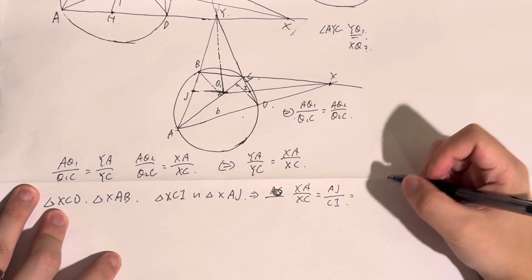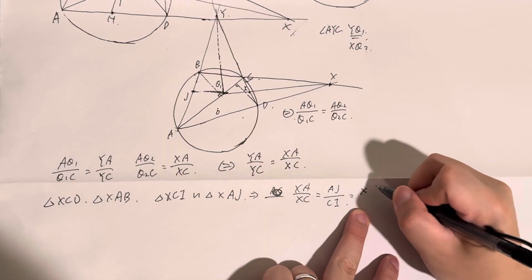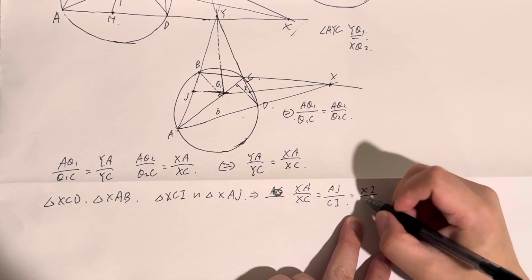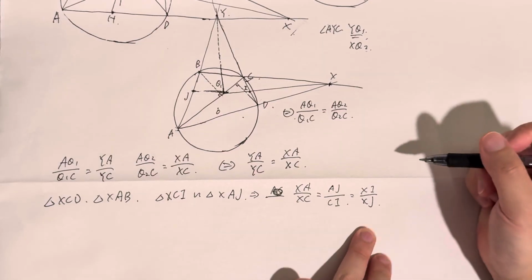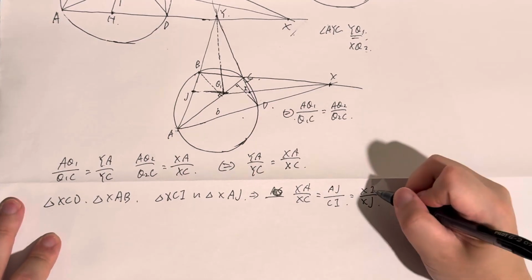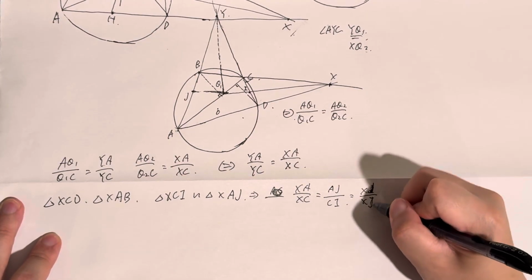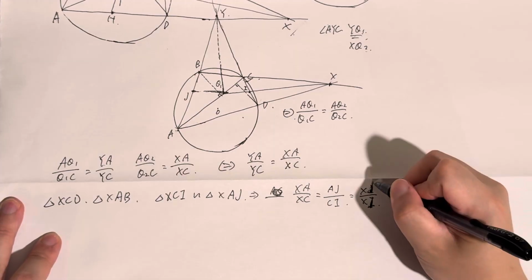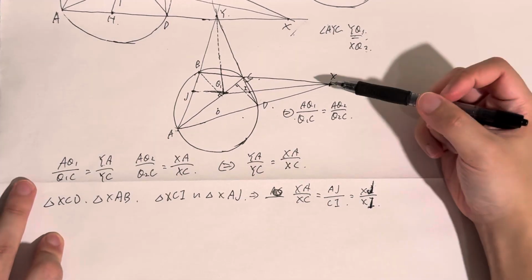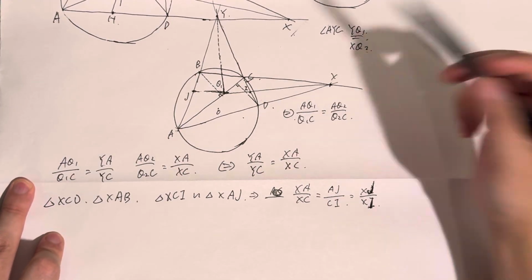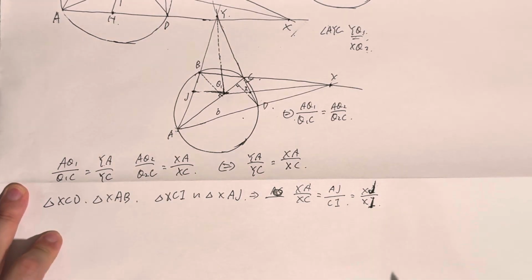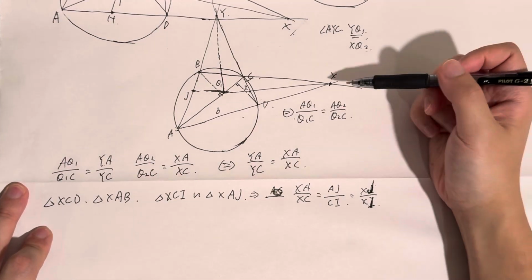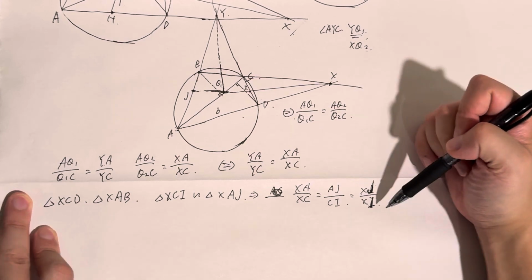And also equals XI to XJ. Oh, sorry, XJ to XI. Okay, equals XJ to XI. We will need this one later. But let's just put it here for now. It equals XJ to XI.